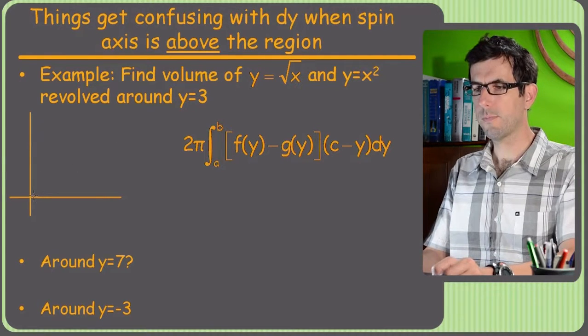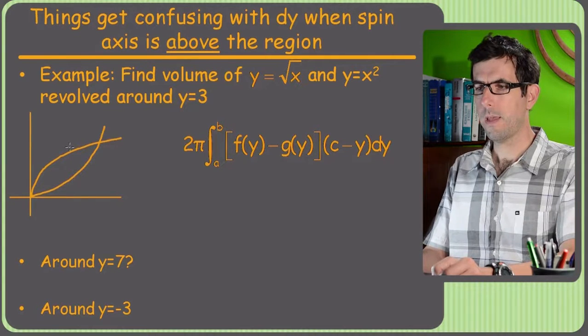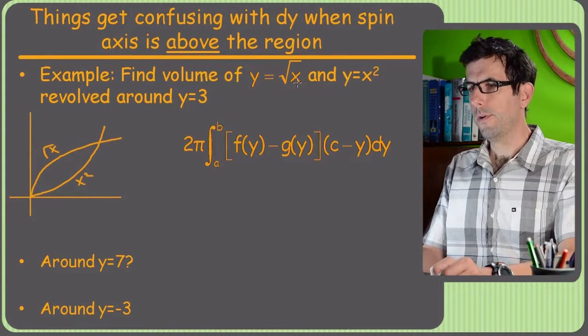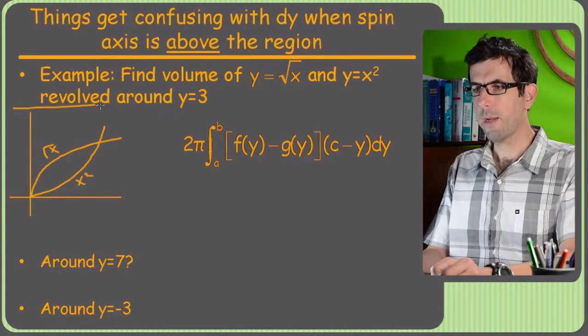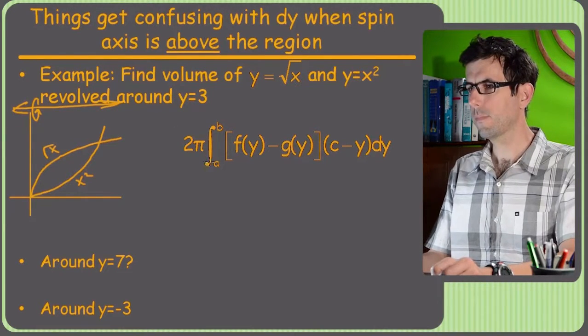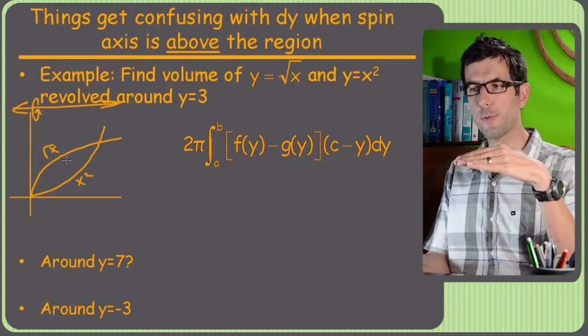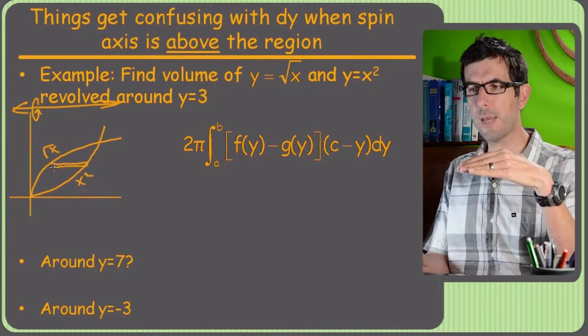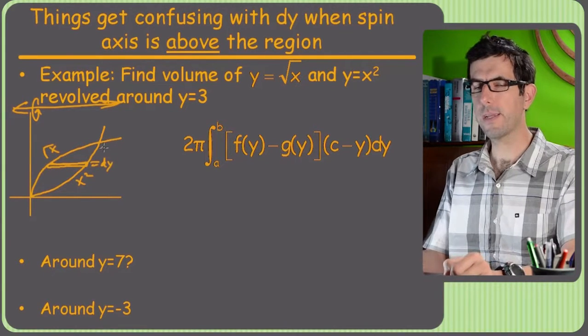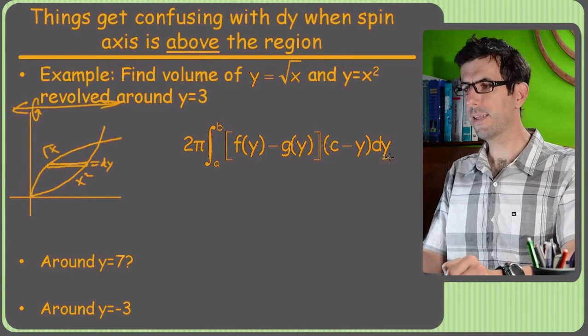So once again, got square root of x and x squared revolved around y equals 3, so that's way up here. Now you notice there's a horizontal spin axis, which means my representative rectangles just went sideways on me. They're now like this, which means they're dy's, right? So that's annoying. Not that big a deal.